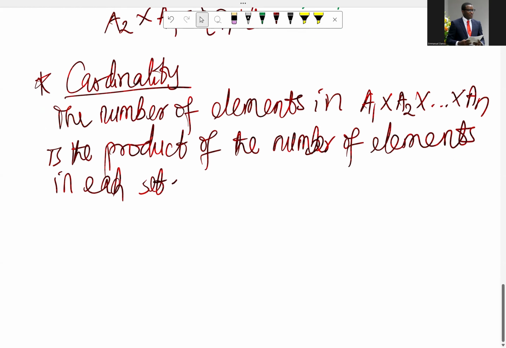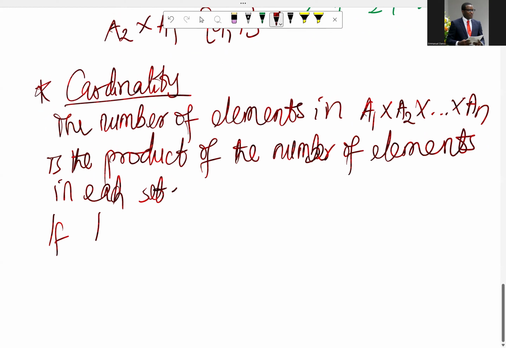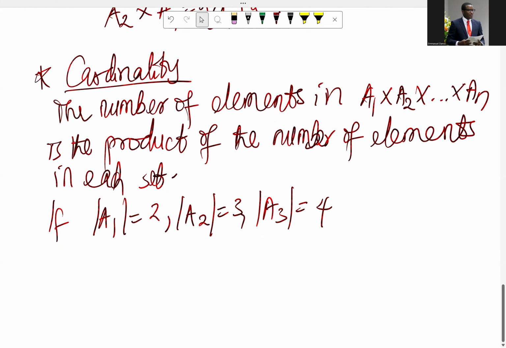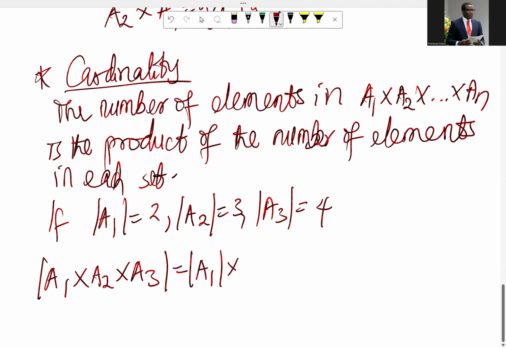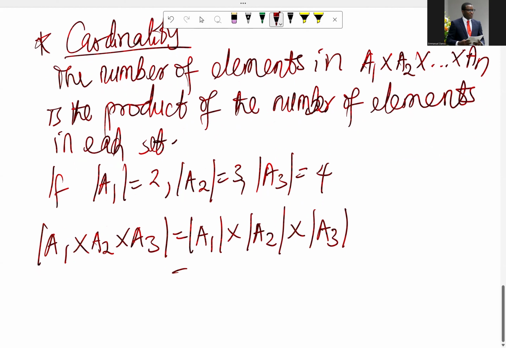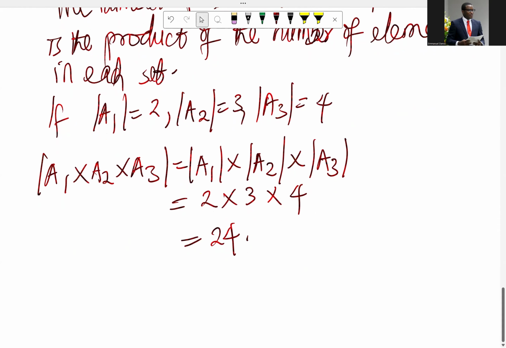So what that simply means is that if the cardinality of set A1 is 2, that is, set A1 contains 2 elements, set A2 contains 3 elements, and set A3 contains 4 elements, then the cardinality of the Cartesian product A1 times A2 times A3 is simply the cardinality of A1 times the cardinality of A2 times the cardinality of A3. So before you start, you can already know the number of triples you are going to get. This will simply be 2 times 3 times 4, so you are going to have 24 triples altogether. That's actually a lot if you have an actual example. So that's one other property.